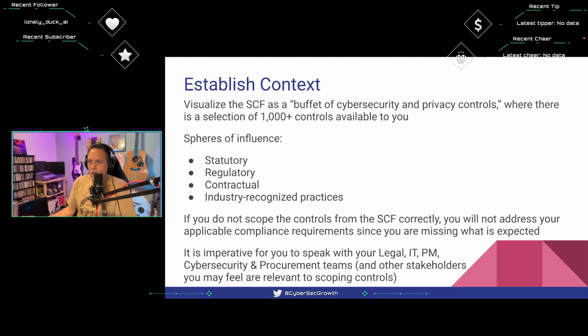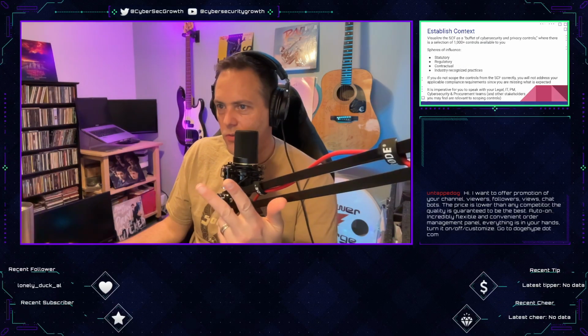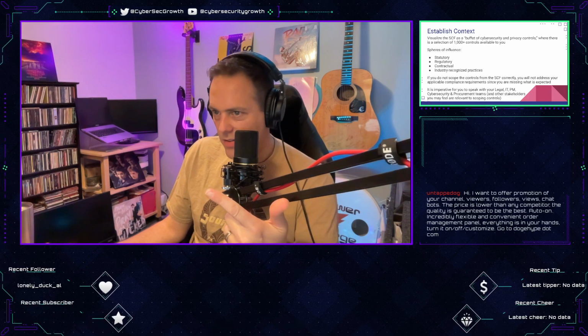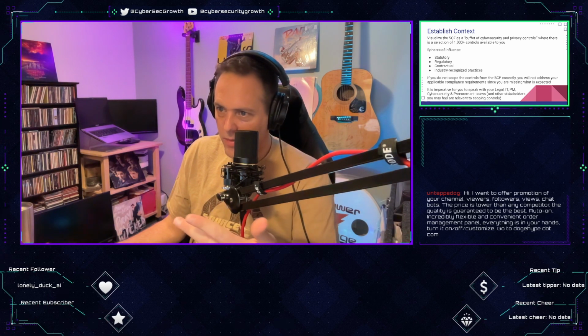The approach looks at the following spheres of influence to identify applicable SCF controls. There's 4 of them: statutory, regulatory, contractual, and industry recognized practices. So, statutory obligations, these are the laws, state laws, federal laws, international laws. Regulatory obligations, these are the requirements from regulatory bodies or government agencies. Contractual obligations, these are requirements that are stipulated in contracts, customer contracts, partner contracts, vendor agreements, etc.